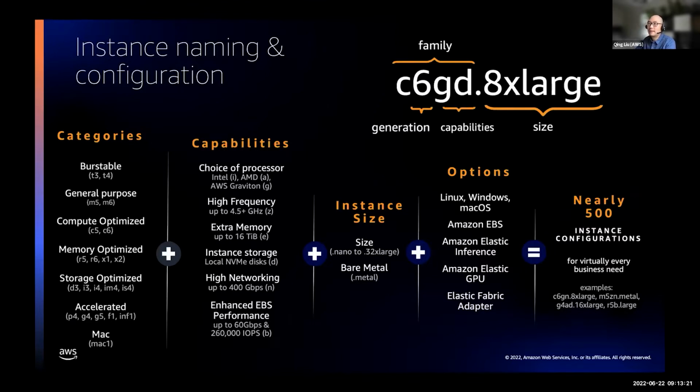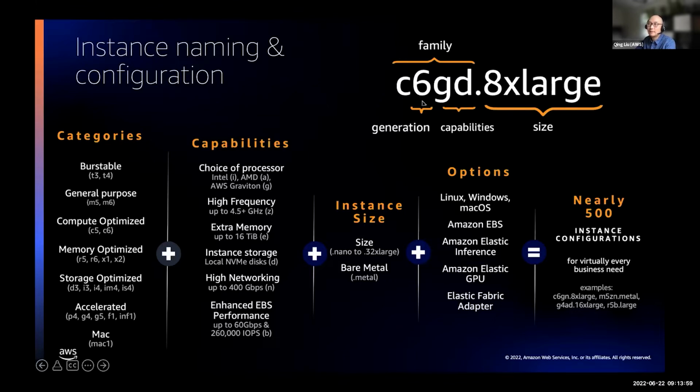If you look at the naming convention, it's made up of two parts. The first part before the dot is the family, the instance family. The family usually starts with a letter, which indicates the category of the instance. As I mentioned before, we have instance types designed for different types of workload. For example, some of them are compute optimized, some are memory optimized, some are accelerated. Each of them has a specific letter assigned to them. So that's the instance family.